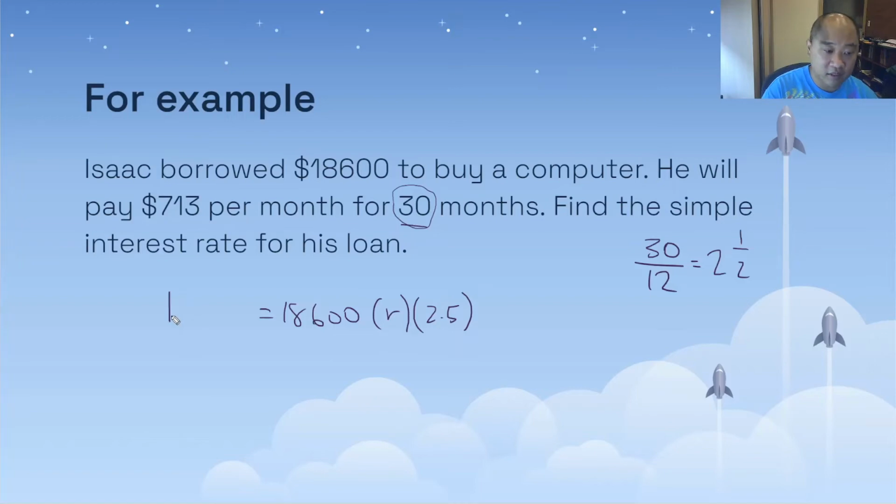Right, which is 1996.4. This is the total amount that he's going to pay in his simple interest, right? Because if he pays this much every month for 2.5 years, which is 30 months, that doesn't make any sense. I did this incorrectly. 713 times 30 is 21,000. What am I doing here? Not doing it right. That's what I'm doing.